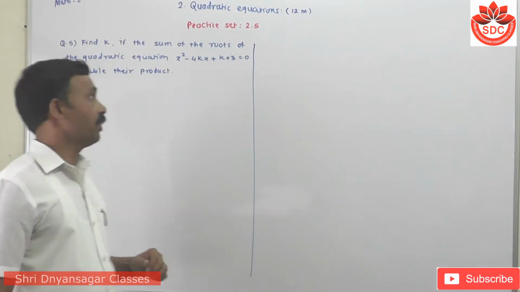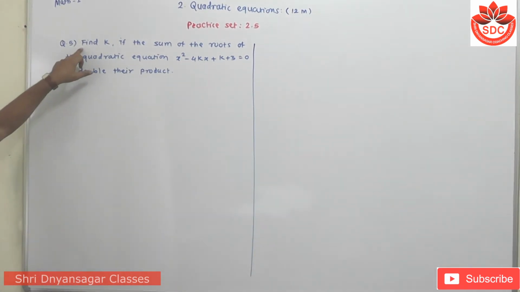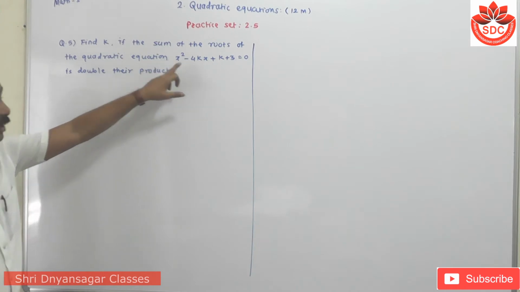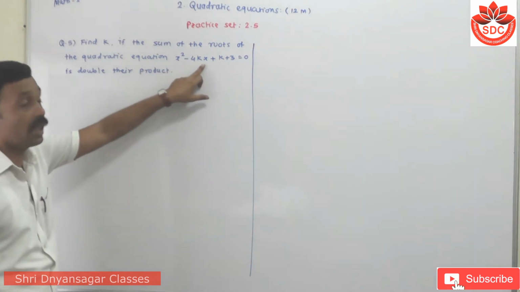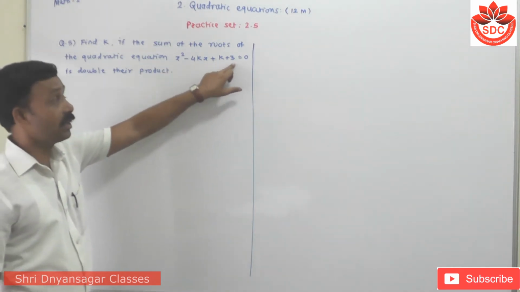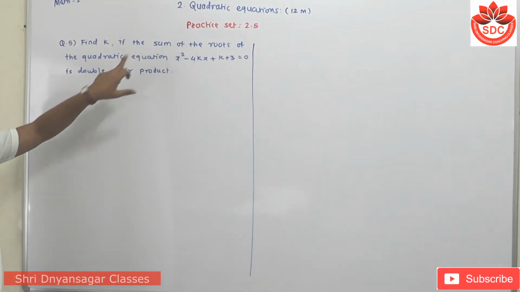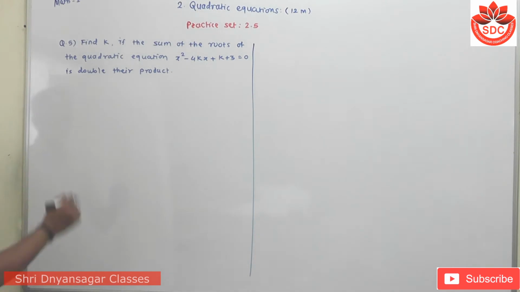Question number 5 is: find the value of k if the sum of the roots of the quadratic equation x square minus 4kx plus k plus 3 is equal to 0 is double their product. That means the sum is double their product. Now here we need the solution.